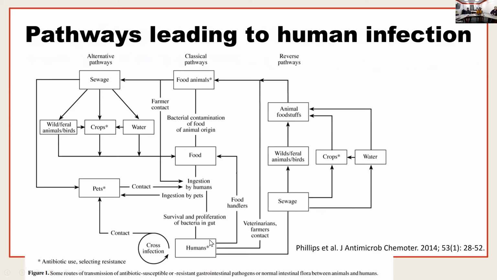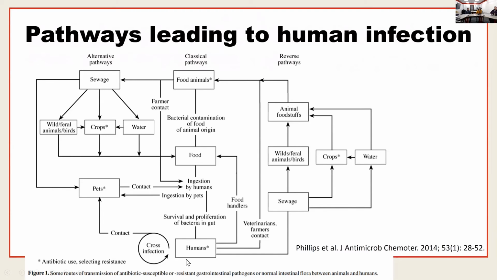Or there could be another way, from human beings, because we also use antibiotics. We are the major consumer of antibiotics, and through cross-infection, antimicrobial-resistant infection can spread among human beings ourselves. Those are the two major sources and routes considered as the classical pathways.